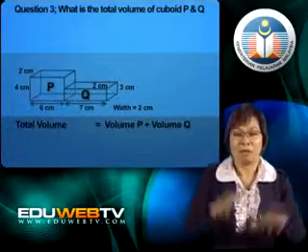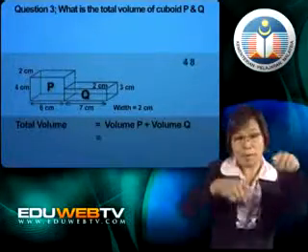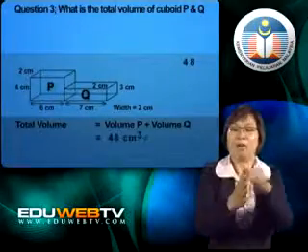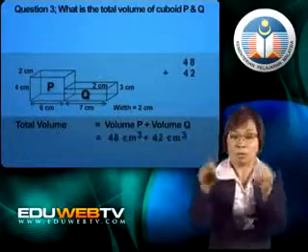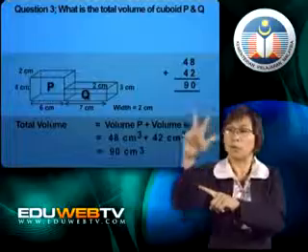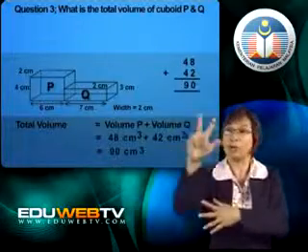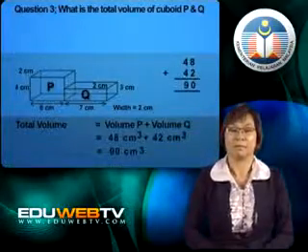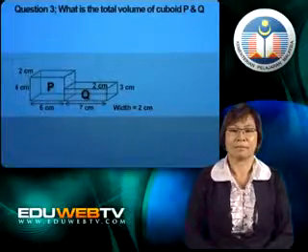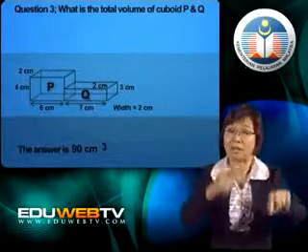To find the total volume of P and Q, let's add up. 48 centimeters cubed plus 42 centimeters cubed equals 90 centimeters cubed. The answer is 90 centimeters cubed.